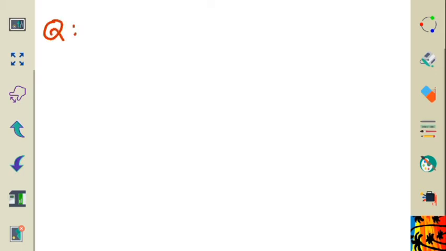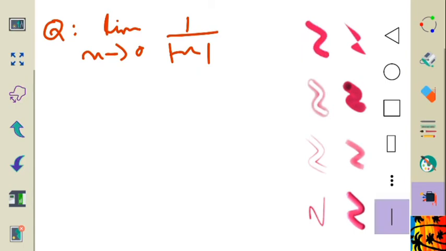Question is test whether limit exists or not. Limit x tends to 0, 1 divided by modulus of x. Now let me plot the graph of this function first. Clear? So for modulus of x, what I will do? 1 by modulus of x. This is simply not modulus of x. This is 1 by modulus of x. Clear?